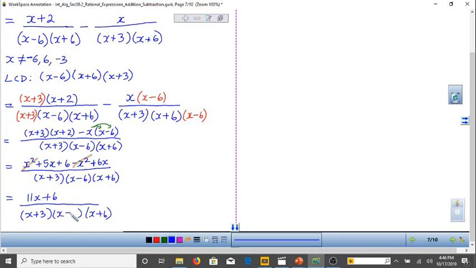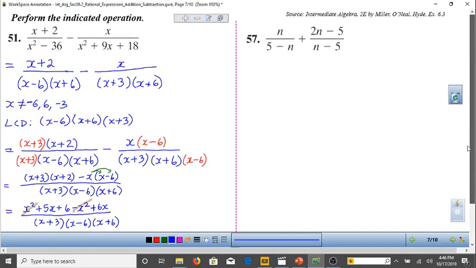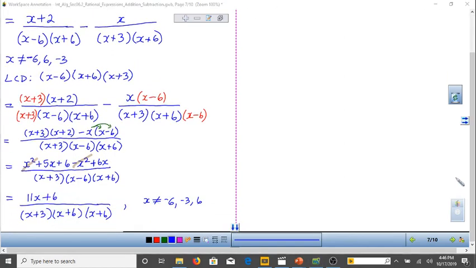Of course, remember to put our domain restrictions: x not equal to -6, -3, and +6. That's our domain restrictions. And there we have it. Let's go on to the next example here.